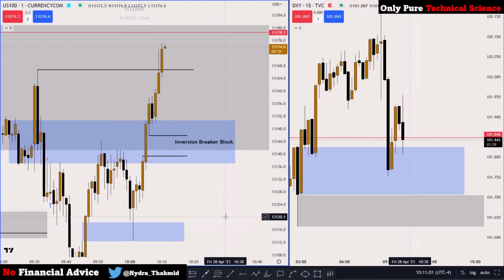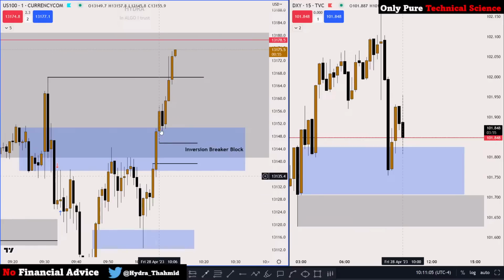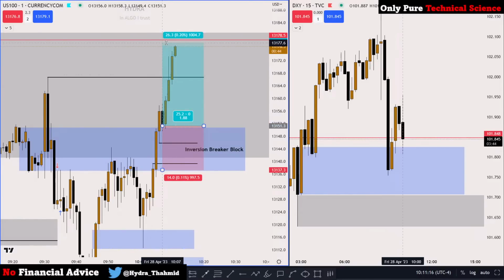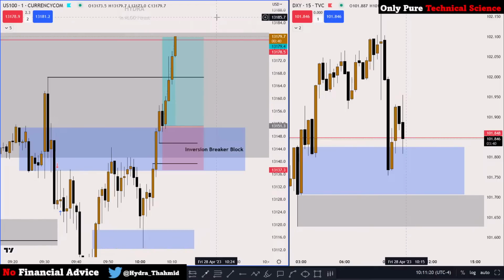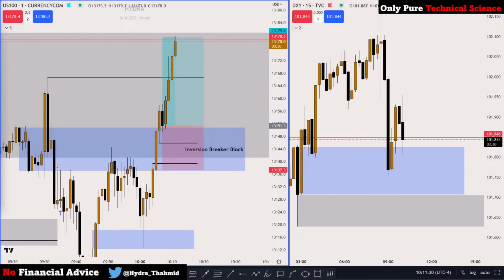Poor RR. Mike is saying that's a poor RR. No, you want me to take you deep inside this concept again? So suppose you are entering here. You are putting your stop loss below this fair value gap or below this candle. You are targeting this mitigation block here. That's a 2R trade, bro. You need more than that? Look at that. It just hit your TP. If you were executing here, it would have hit your TP. 2R. Is it bad for you?